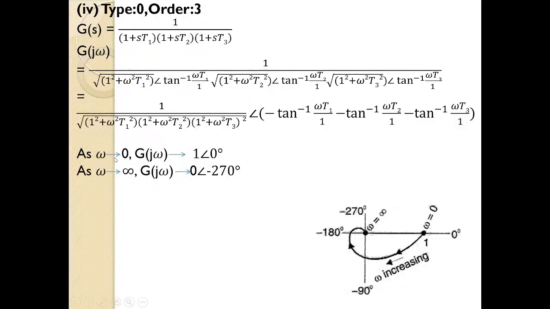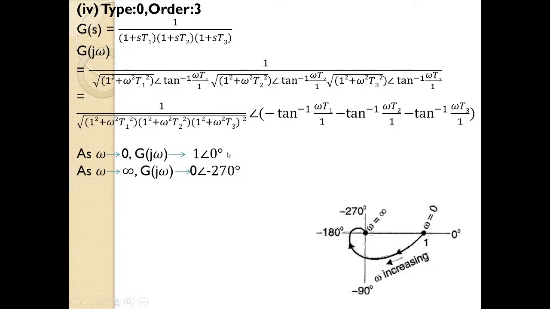As omega varies, when omega equal to 0, g of j omega magnitude is 1, and you just substitute omega 0 here in the above equation, you will get magnitude 1 and angle 0. And when omega is infinity, magnitude is 0 and angle is minus 270.